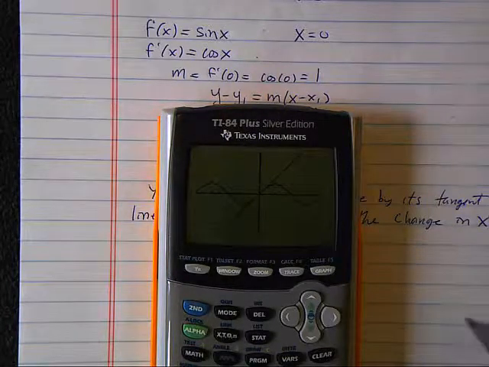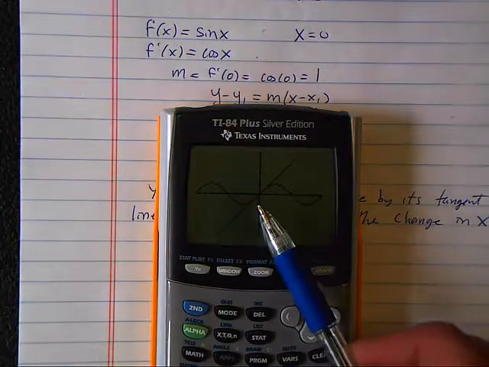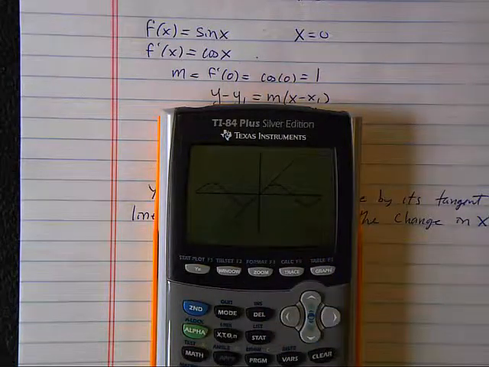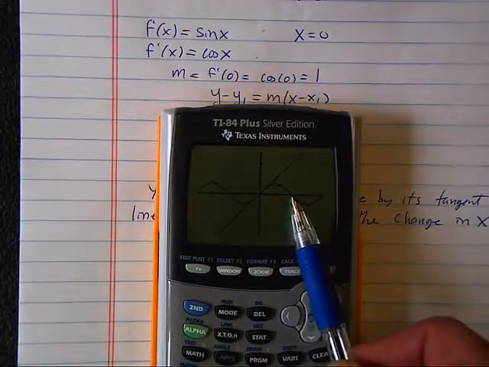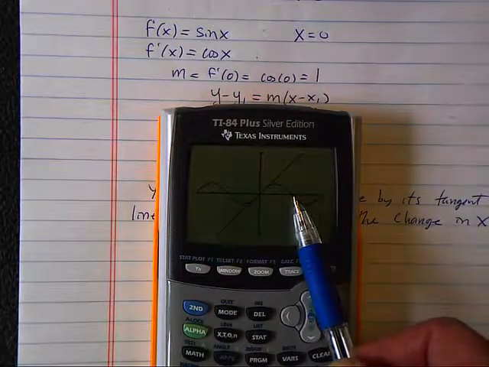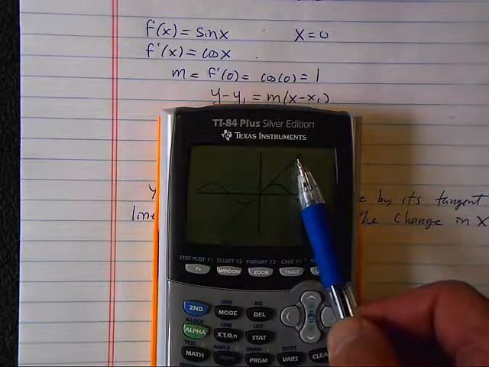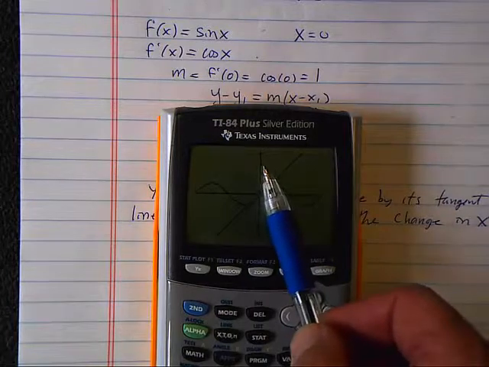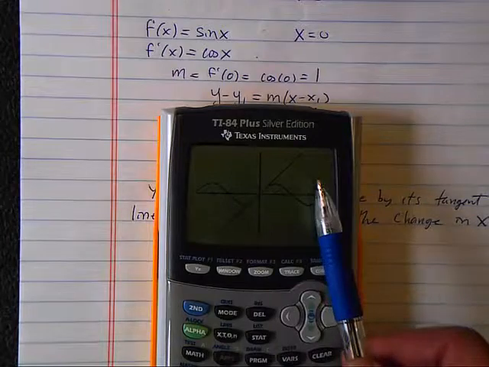If I asked you, x is pi over 2, and I asked you to estimate this curve with the tangent line for x equals pi over 2, would you have a very good estimation? No, I don't think so. Because sine of pi over 2 is 1, and on our tangent line, if x is pi over 2, y is pi over 2, because our line is y equals x. Well, it's not even close.